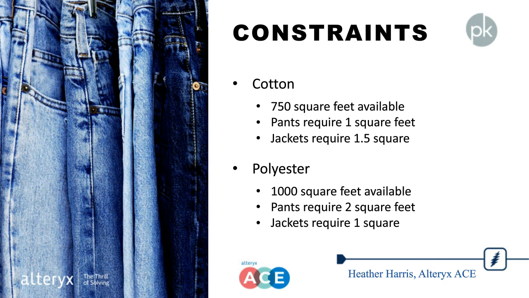So let's look at our constraints. In particular, I'm going to look at the materials constraints, and we can dissect these in different ways. For cotton, we remember that we have 750 square feet available. We remember that pants take 1 square foot and jackets take 1.5 square feet. And then we can look at polyester the same exact way. We know we have 1,000 square feet available. Our pants require 2 square feet, and our jackets require 1 square foot. So what you're probably seeing is that this is all about laying out the facts in a systematic way to get to our math.